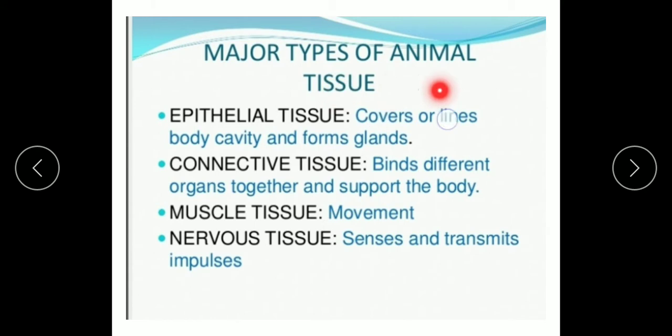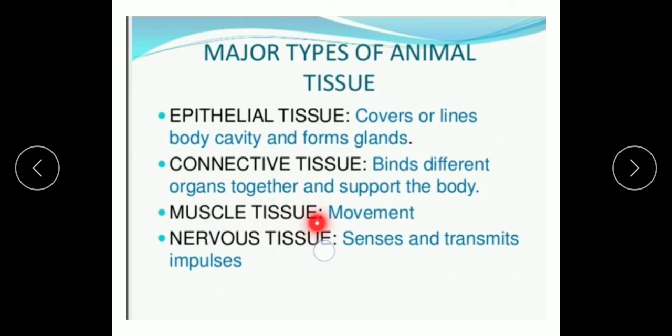So what are the major types of animal tissues? First one, epithelial tissue, which covers or lines the body cavity and forms glands. The covering or protective layer of the body or organs is called epithelium. Then connective tissue, which binds different organs together and supports the body. It is the connection between two or different organs.